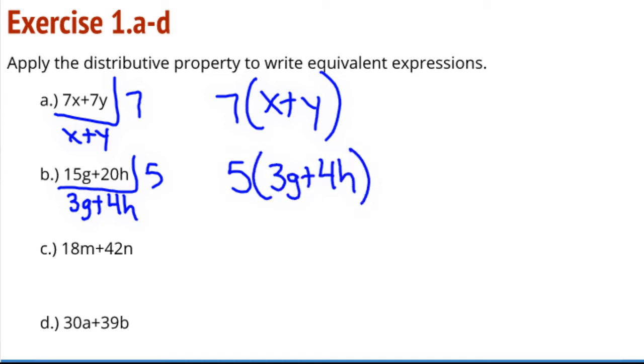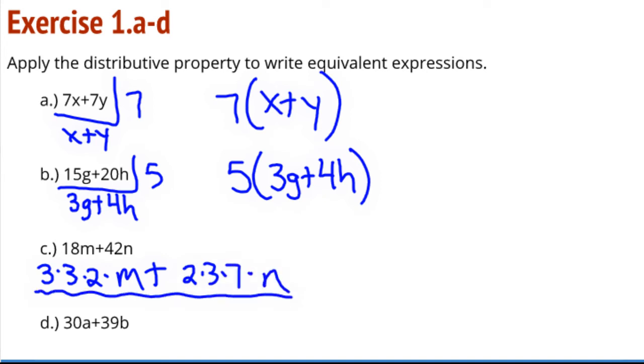Now I know that I've gone straight to this division method. If you need to write these out as prime factors, please do so. So 18 is 3 times 2 times m. And I've got 42, which is 2 times 3 times 7 times n. If you need to write this out so that you can see all of the factors, please do it. Please do not be too proud to do what it takes to be successful.